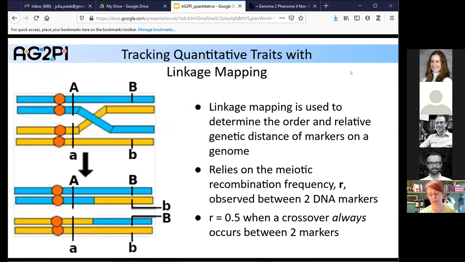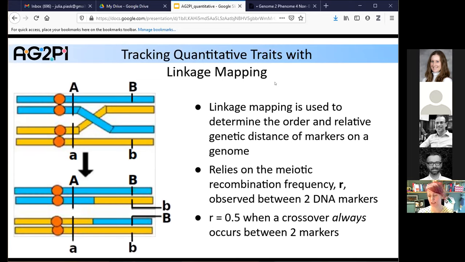Okay, but say that, regardless of all this, you still have a collection of SNPs for a population, again an assemblage of individuals. One thing we can do is use a technique called linkage mapping to track those quantitative traits and look at these marker-trait associations. Linkage mapping uses actual linkage on chromosomes and how that linkage is broken up as a result of meiosis, and uses that to determine the order and relative genetic distance of DNA markers on a chromosome and across a genome, and also to detect the presence of possible QTL, or what we call putative QTL.